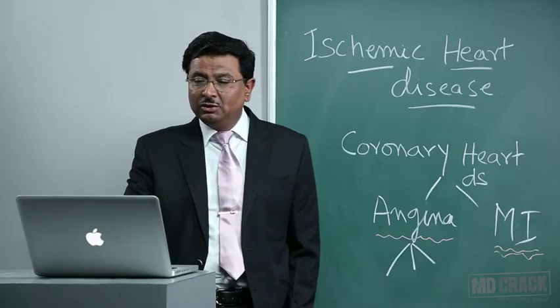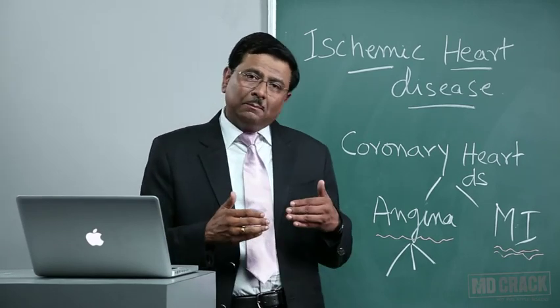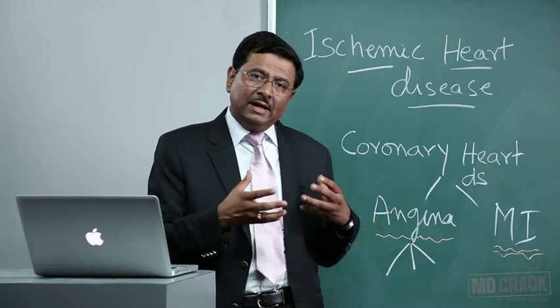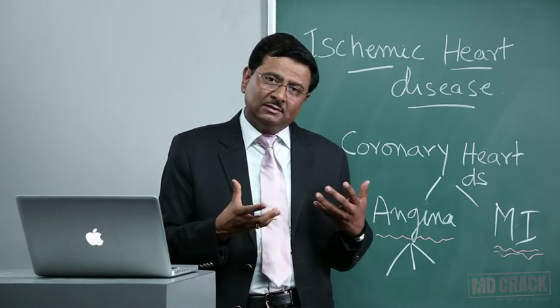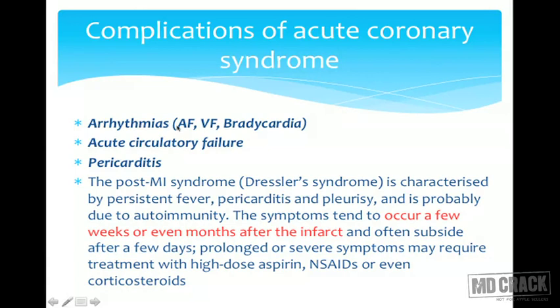Now, what are the complications of acute coronary syndrome? As I have already said, before a patient might reach a hospital, he might die en route, and the most common cause is ventricular fibrillation or arrhythmias. So, the patient can develop arrhythmias like atrial fibrillation, ventricular fibrillation and bradycardia. There could be acute circulatory failure or pump failure, which is the most important cause of death once the patient reaches hospital. So, this is the most important cause of in-hospital death as a complication of myocardial infarction.